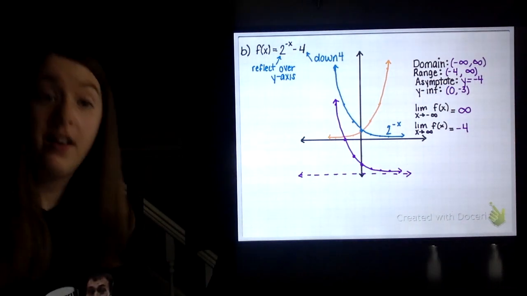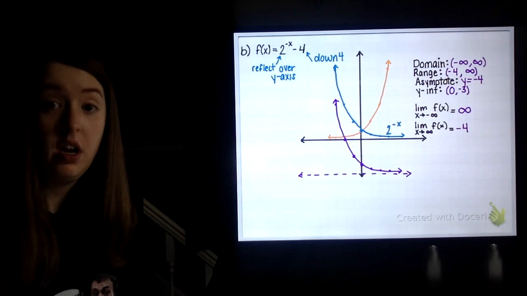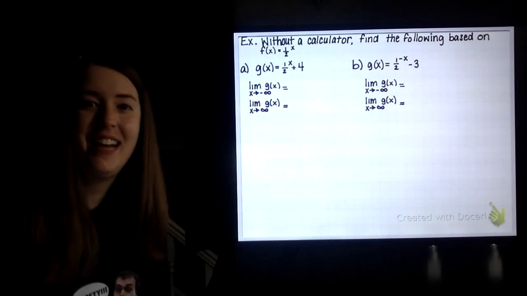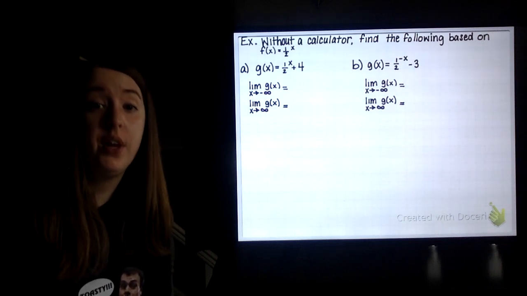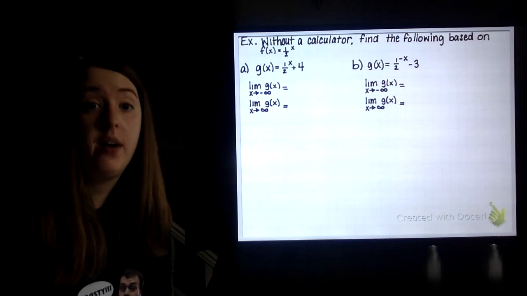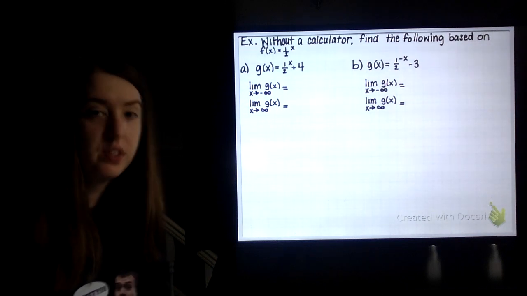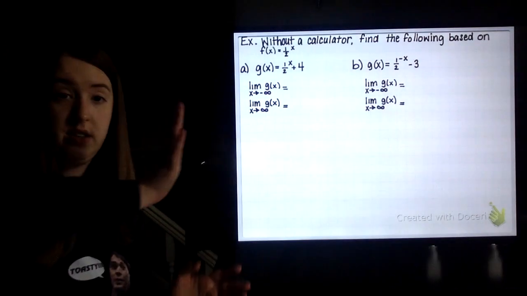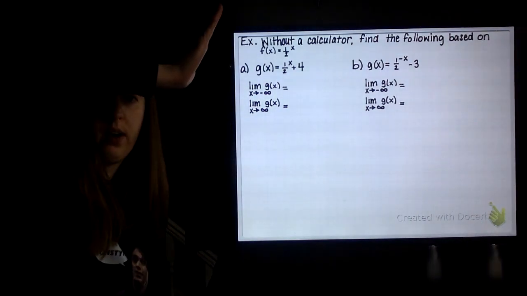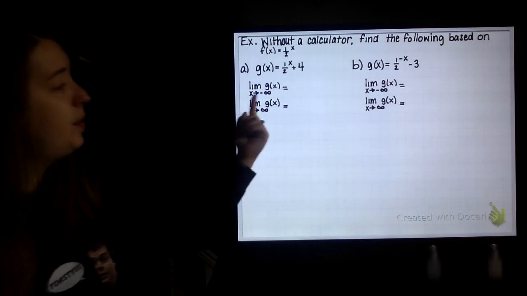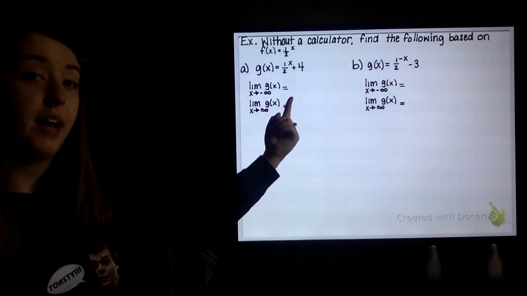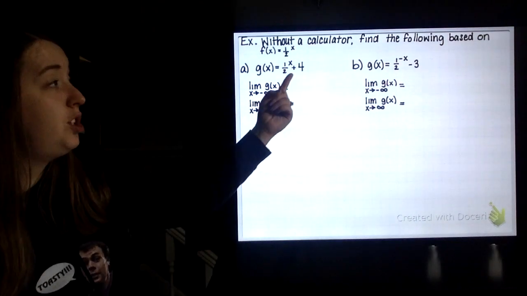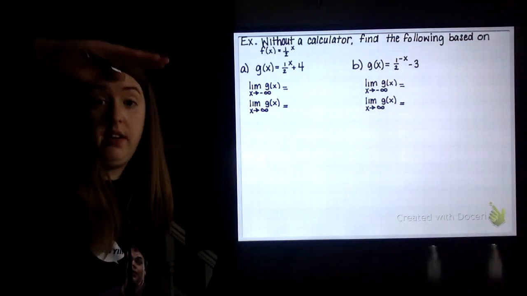Okay, so now that we kind of see how that looks in a graphical sort of way, let's try to see it in our heads. Without a calculator, let's find the following based on what we know about 1/2 to the x power. If I have 1/2 to the x plus 4, that's going to take the graph that's going like this and shift it up 4, right? Usually, when x approaches negative infinity, my function would have been approaching 0 because that's where my asymptote is. Since I'm shifted up, now my asymptote is up here at 4.